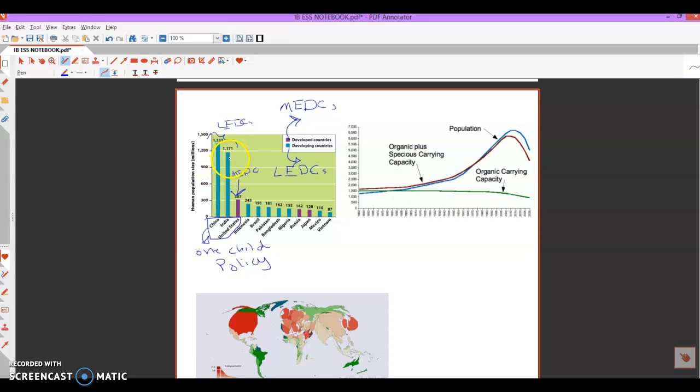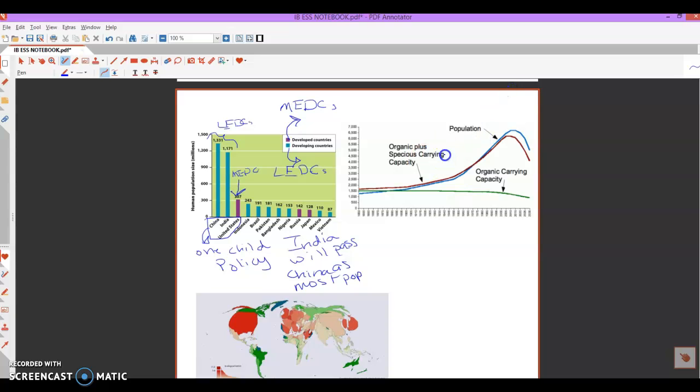India, on the other hand, is projected to pass China in 2030. And that's just 10 years, guys. It's crazy. So India will pass China as most populated.